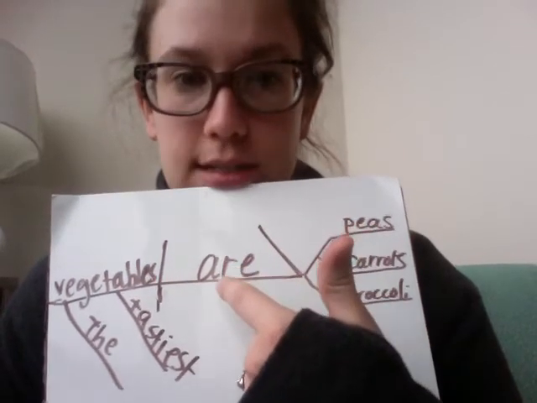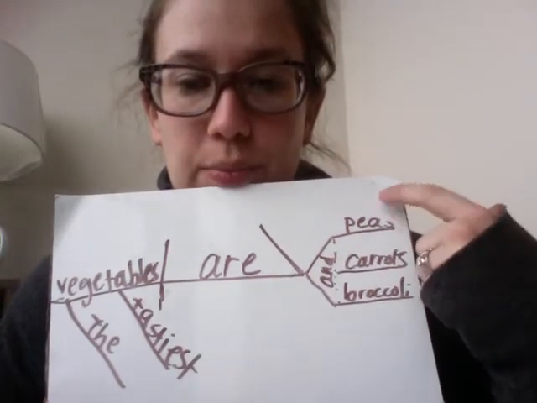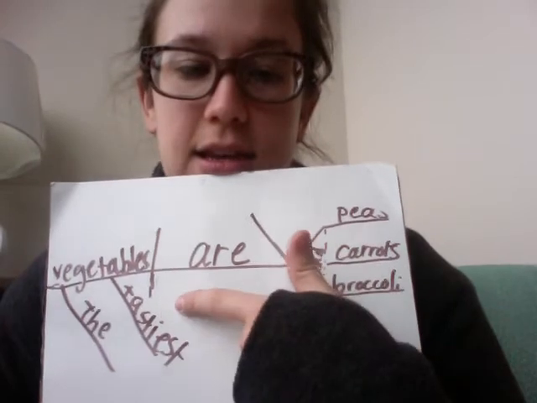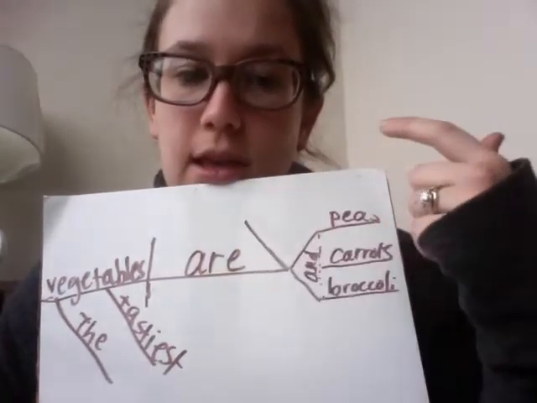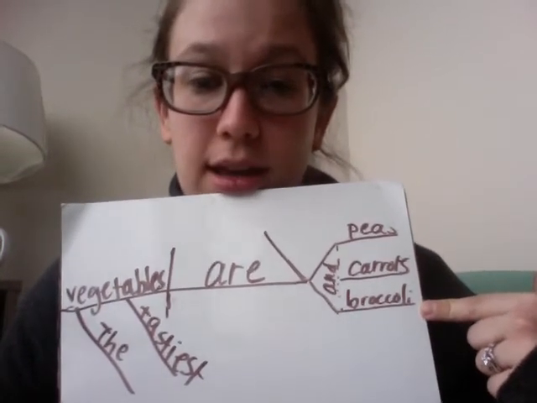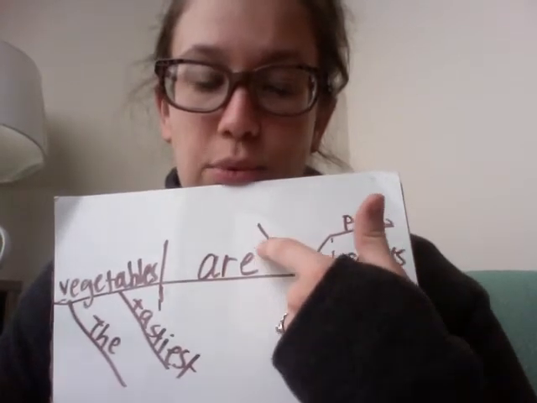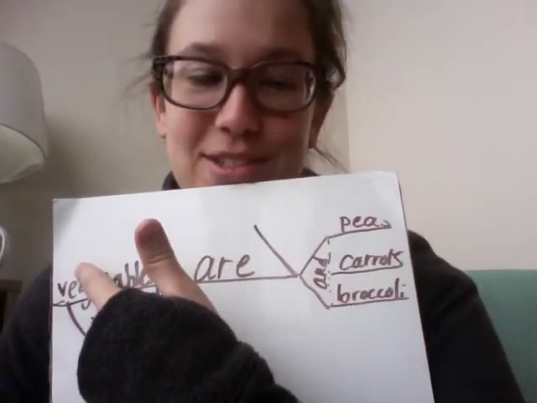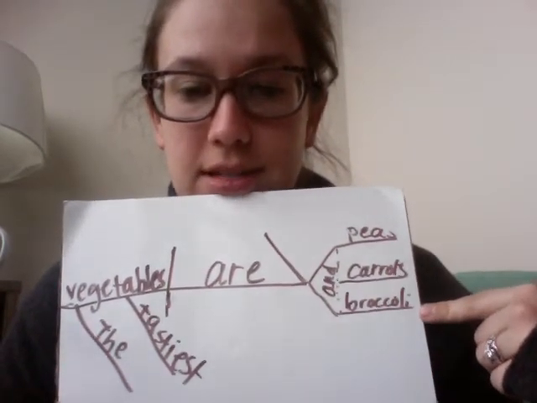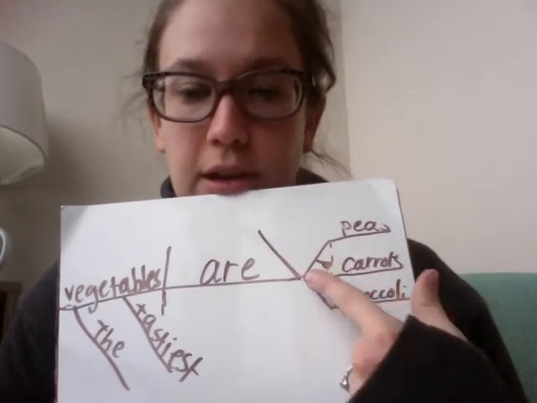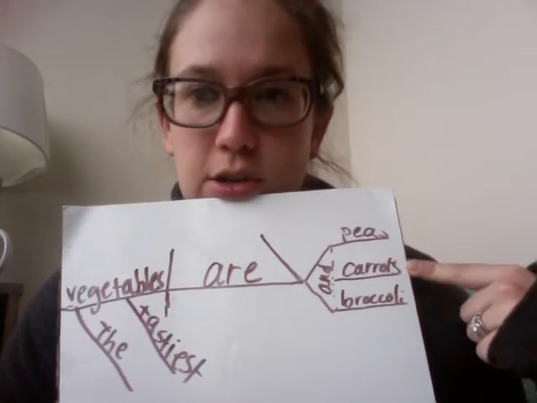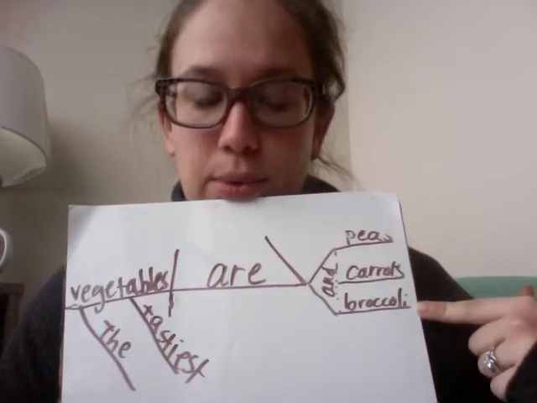Vegetables are what? First, the describes which vegetables. Tastiest is an adjective that describes the vegetables. They are what? Peas, carrots, and broccoli. Those are predicate nominatives, and look at my slanted line. Predicate nominatives that rename our subject vegetables. So peas, carrots, and broccoli are all predicate nominatives. They're joined together by our conjunction and, and notice they're in order of how they appeared in the sentence. So peas first, carrots second, and then broccoli last.